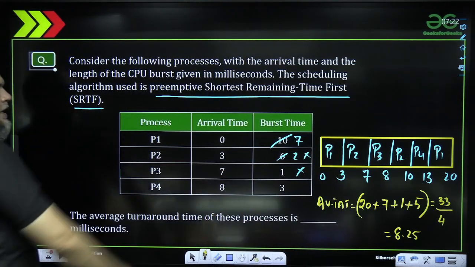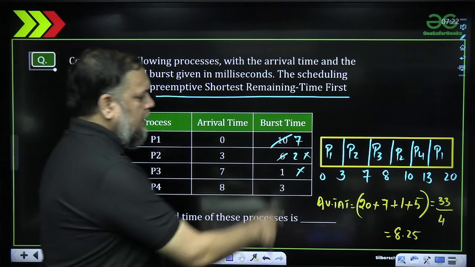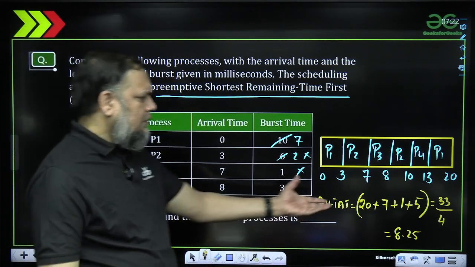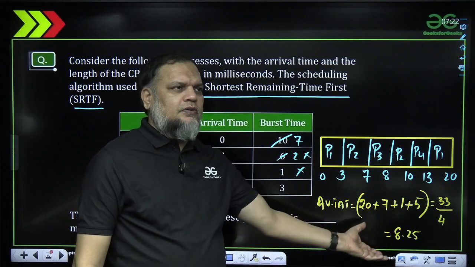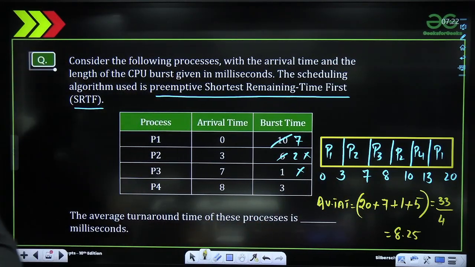Hope I have not made any computational mistake. You can check just in case. If there is a computation mistake, you can indicate it to me in the comment. Sometimes we may make a mistake, but the Gantt chart is correct. Okay. So that's the point.